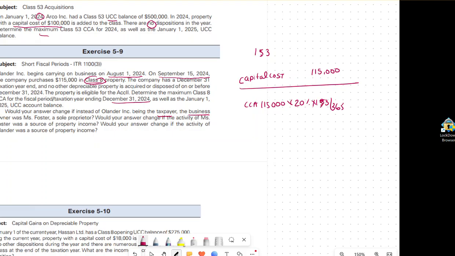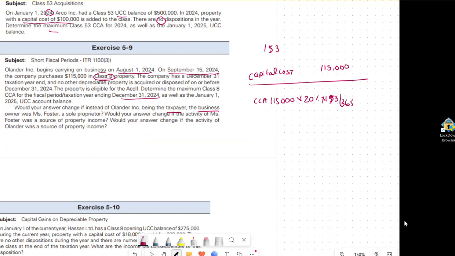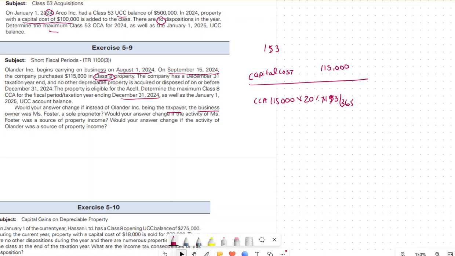So 153 divided by 365 will give me a CCA. I'm trying to work it out, the CCA. I got 9,641, and it could be that I made a mistake too, but I was just trying to rework it out on my phone. So it will be 9,641.